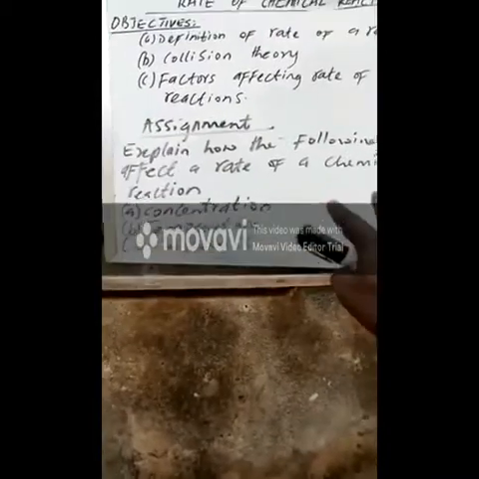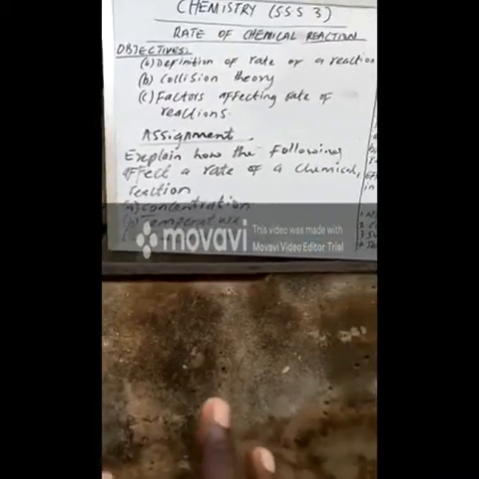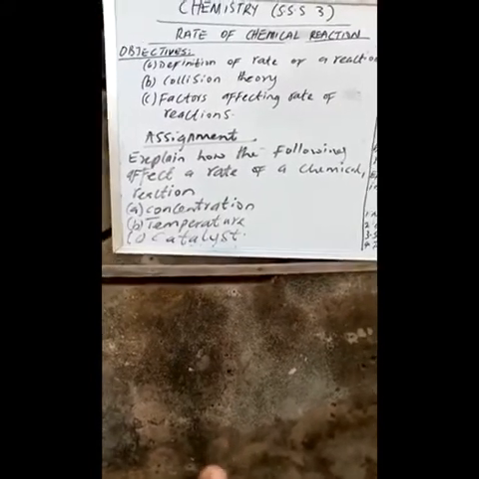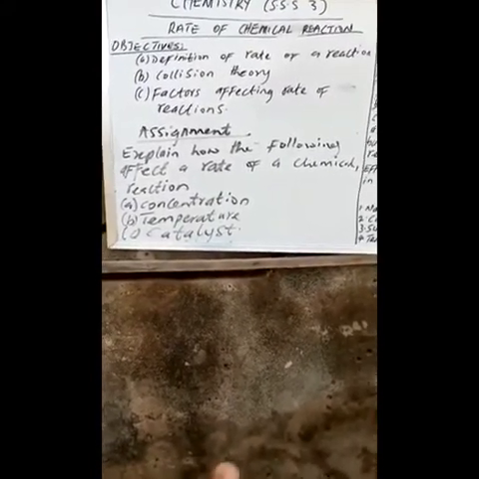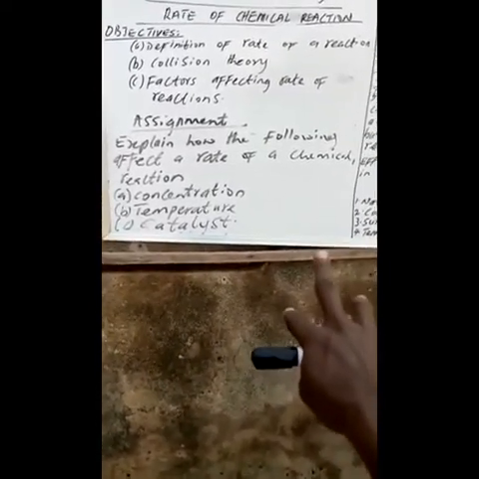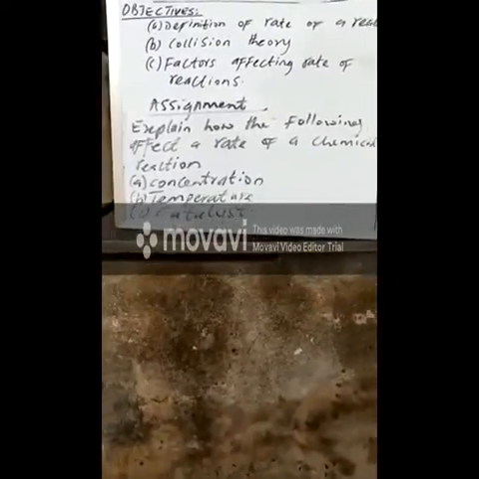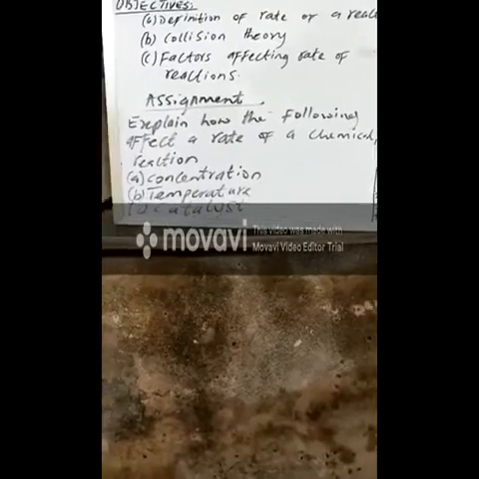And for the assignment for the class, explain how the following affect the rate of a chemical reaction. One, concentration: tell us how it affects the rate of a chemical reaction. Temperature: how it affects the rate of a chemical reaction. And catalyst: how it affects the rate of a chemical reaction. To be submitted before the next class.